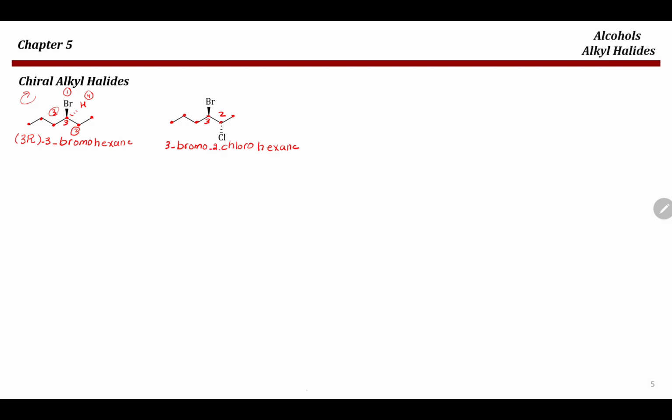Now we have to include the stereochemistry, and the stereochemistry at the bromine will be R. And the stereochemistry at the chlorine will be R, but we will reverse it to S because 4 is not in the back. So the stereochemistry is 2S, 3R, 3-bromo, 2-chlorohexane. So you have to start with the smaller number and then the larger number.